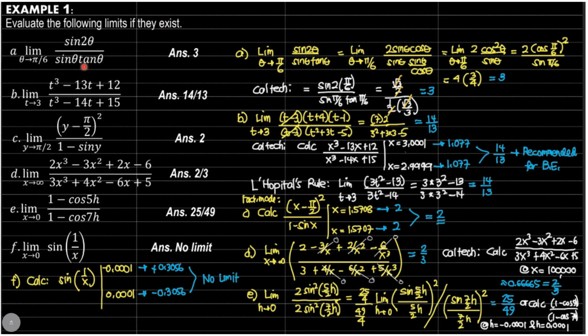So remember limits: when the function will not lead to an indeterminate form like 0 over 0, or when the denominator is not 0, you simply substitute right away the value of theta. So sine of pi over 6, tangent of pi over 6, it will not give us 0. So you substitute right away.